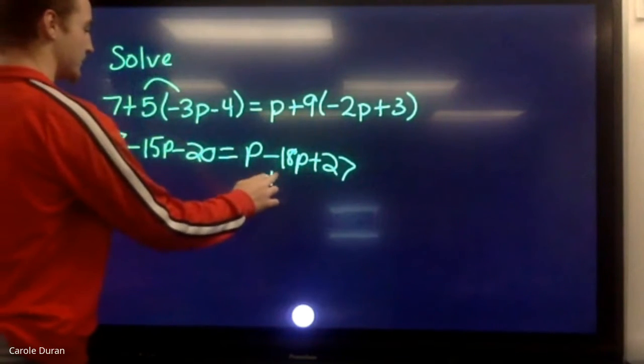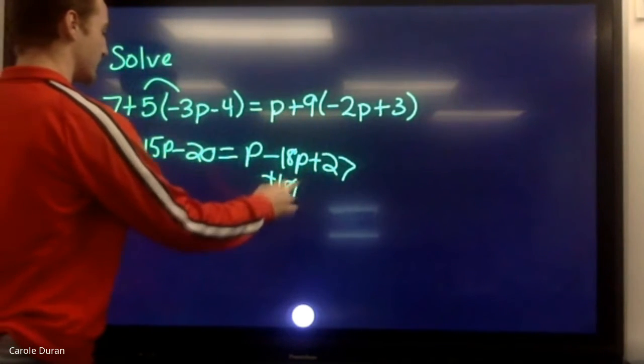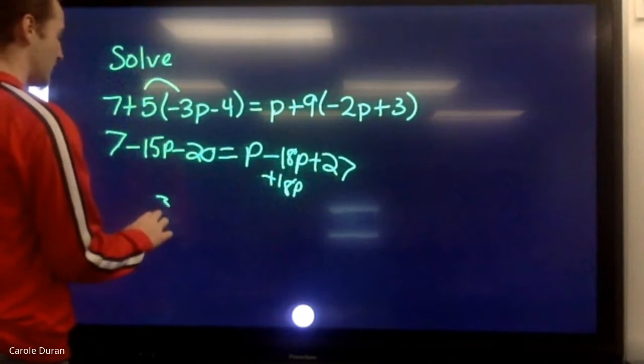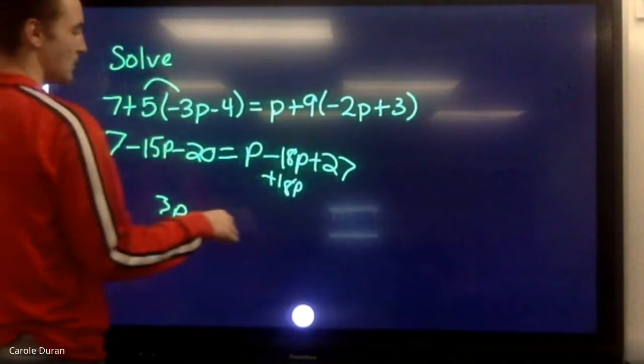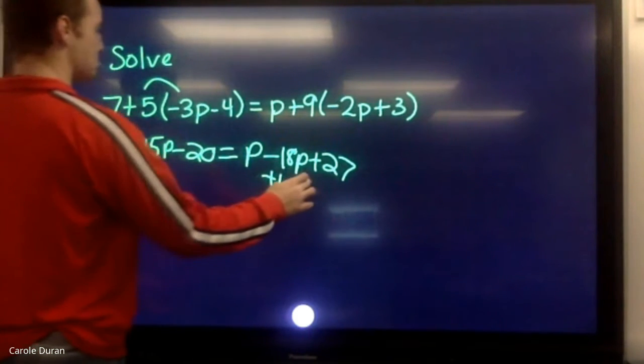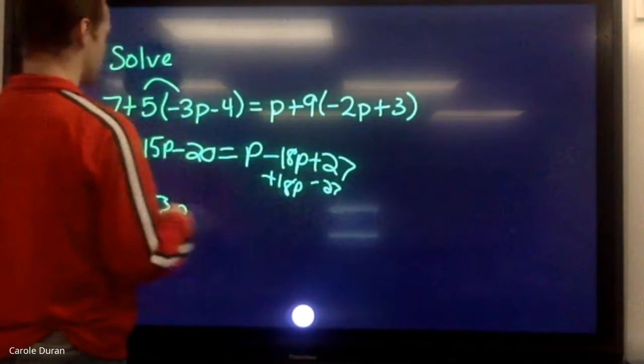So while he's working, what he did is he distributed the 5 on the left-hand side to the -3p and the -4. And then he distributed the 9 on the right-hand side to the -2p plus 3. And now he's simplifying across the equal sign.